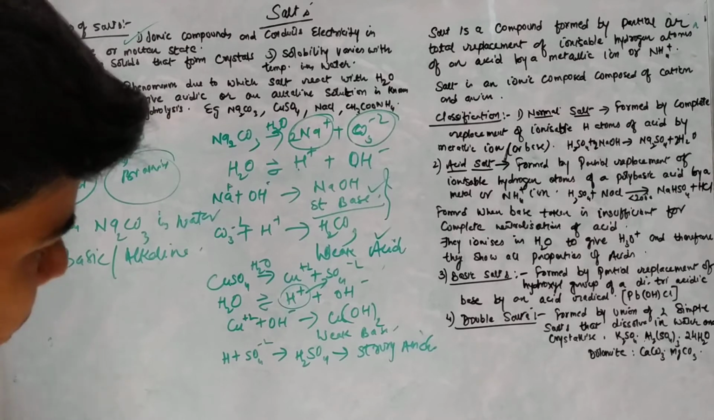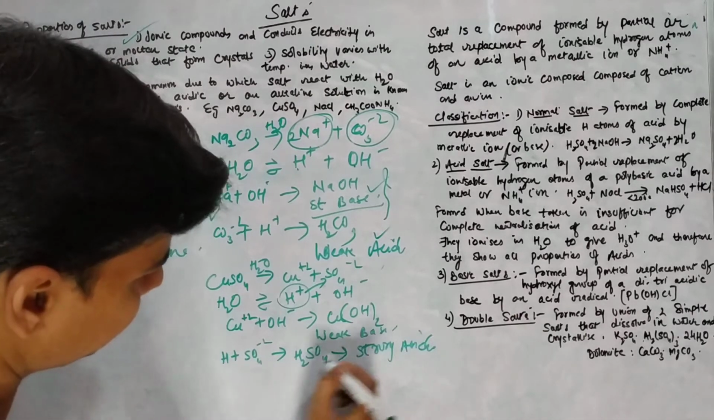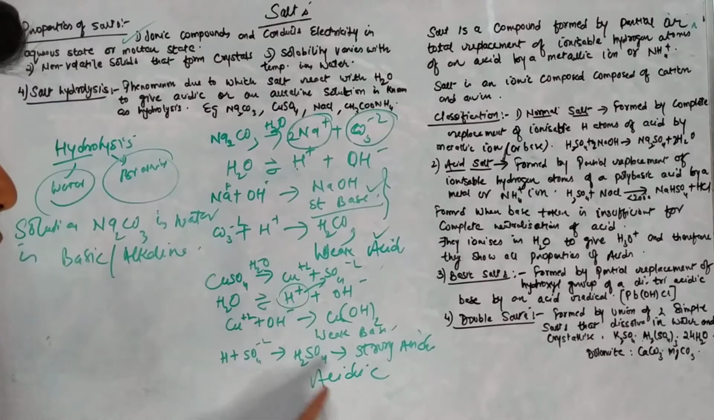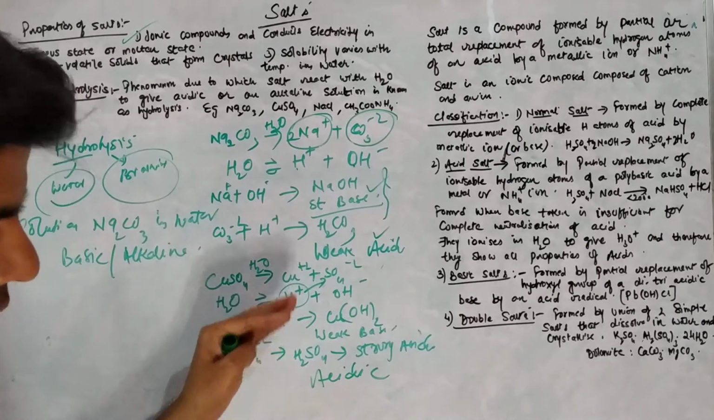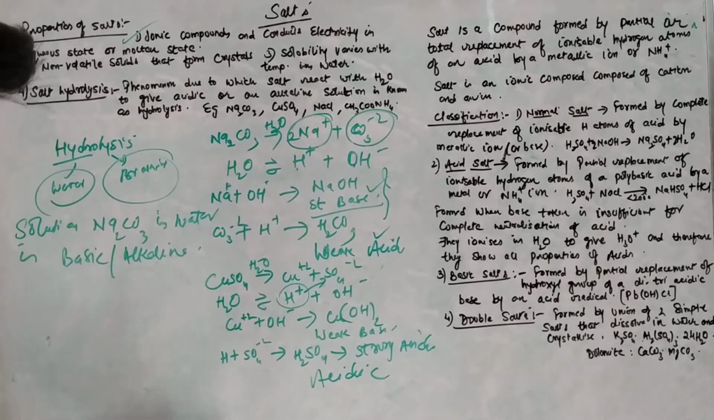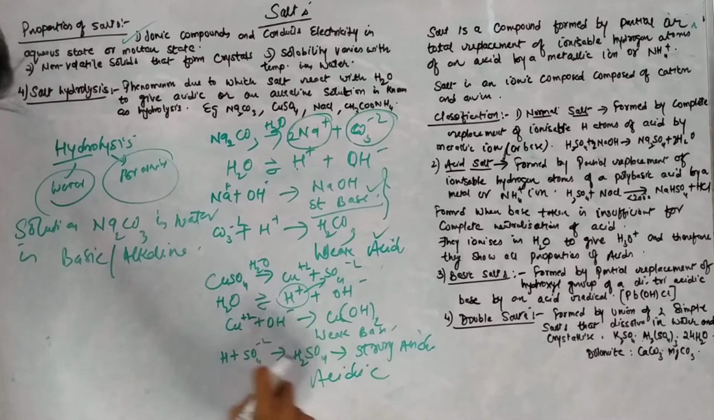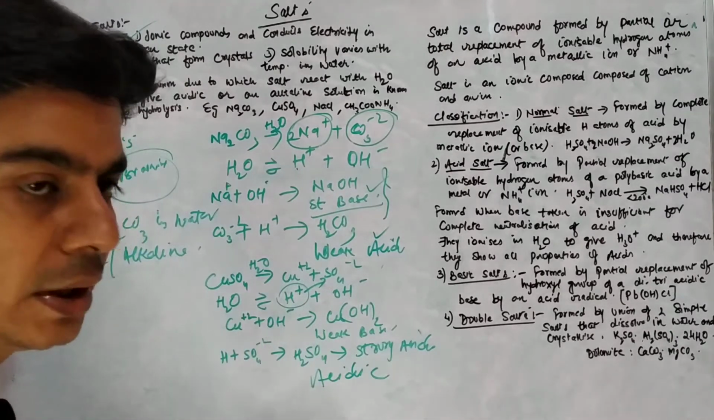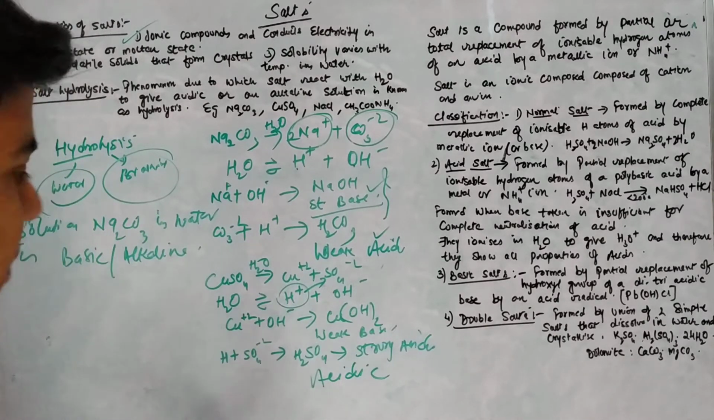Similarly, this solution would be acidic due to the sulfuric acid formed on dissolving copper sulfate in water. On dissolving copper sulfate in water, it forms sulfuric acid, which is a strong acid. So the solution of copper sulfate in water is acidic because of the strong acid, sulfuric acid.